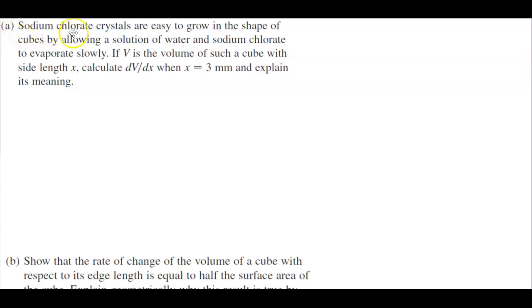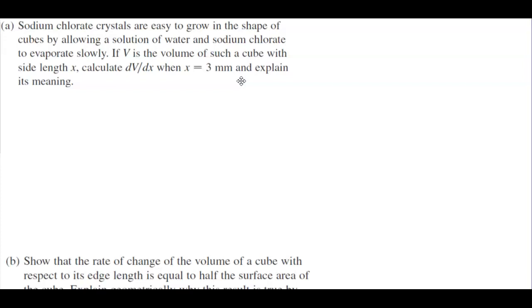Part A. Sodium chlorate crystals are easy to grow in the shape of cubes by allowing a solution of water and sodium chlorate to evaporate slowly. If V is the volume of such a cube with side length x, we want to calculate the derivative of the volume with respect to x when x is equal to 3 millimeters and explain its meaning.